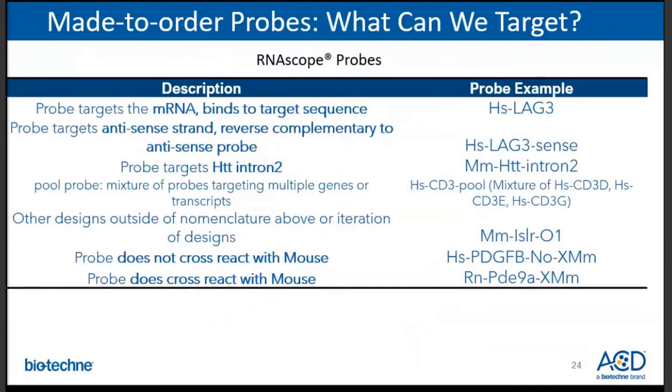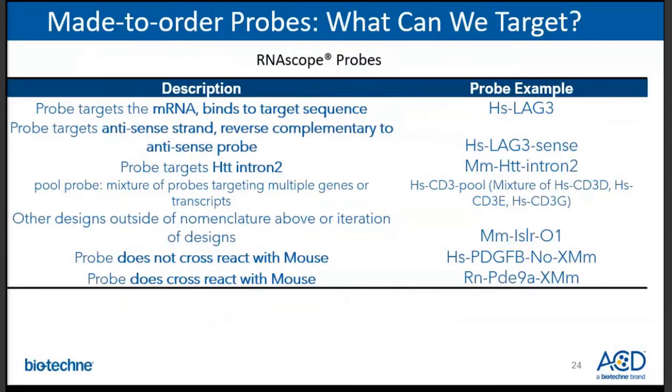If you're interested in targeting multiple genes or transcripts, we can make a pool of probes to target these multiple transcripts with one probe. We can also target different regions of the same transcript with different probes, and those are often identified as iterations of the design. So here's an example of a mouse probe, 01. This probe is an iteration of another design.